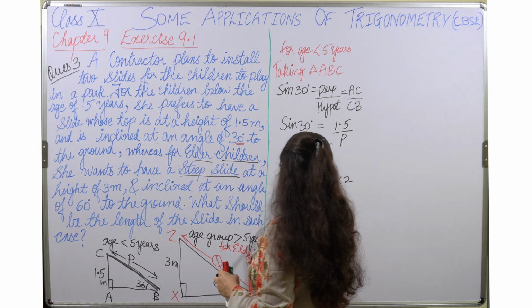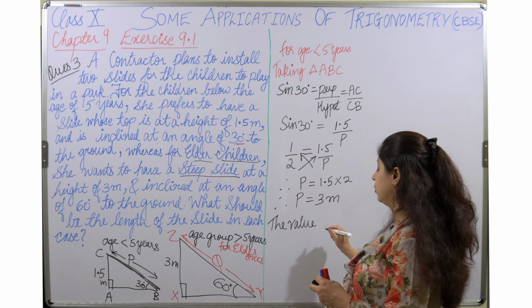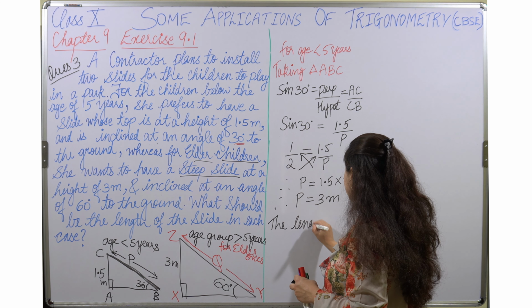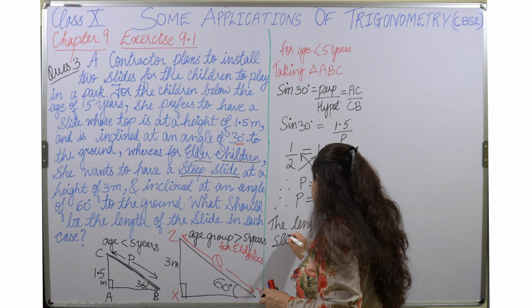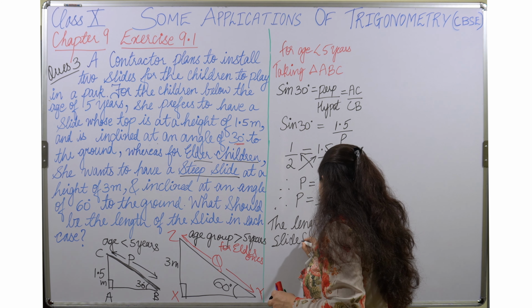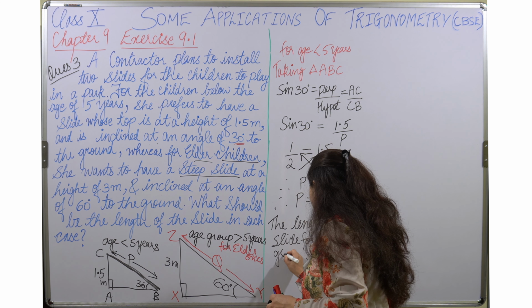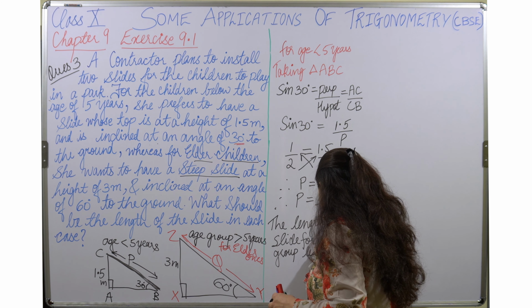That means the length of the slide for age group less than 5 is 3 meters.